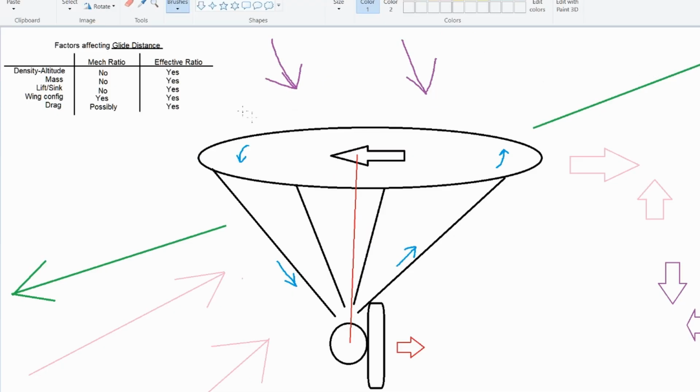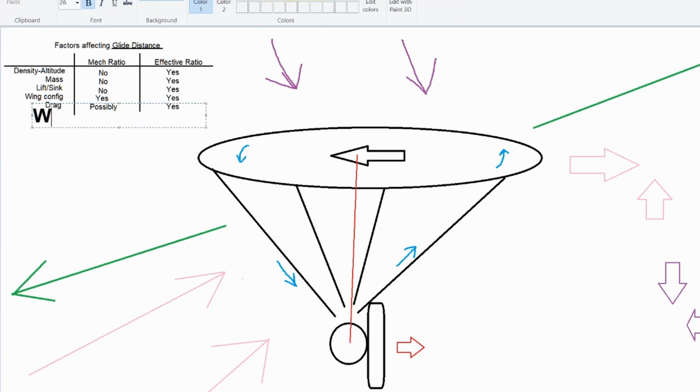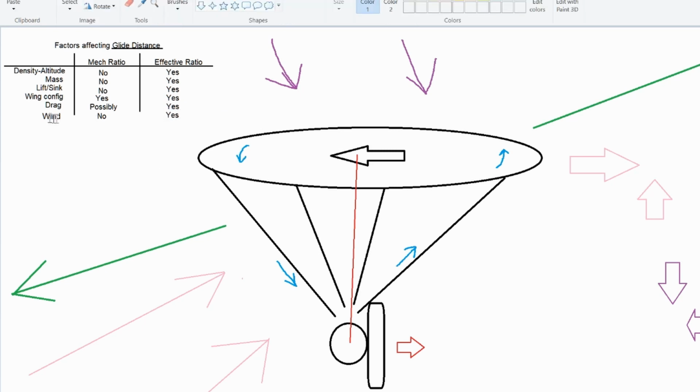And we got to fix one last thing. Well, not fix, we got to add to this chart here. Wind. Wind would not change our mechanical ratio. And absolutely, yes, it would impact our effective ratio. We should call that horizontal wind.